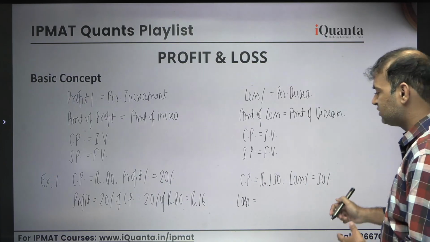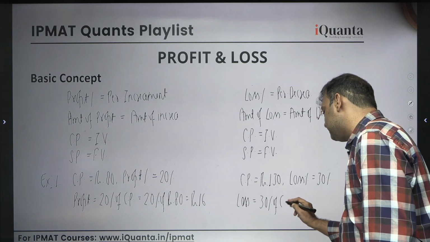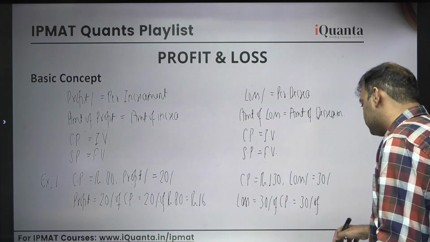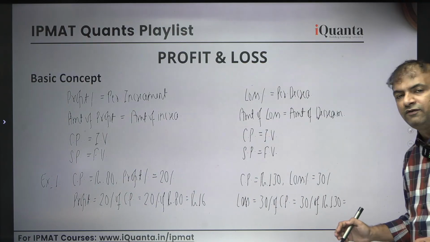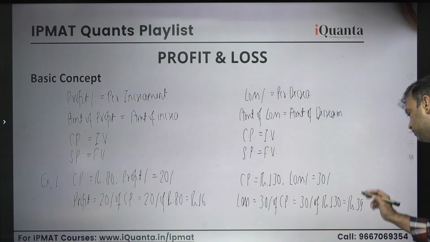Loss percentage is 30, so we can say the amount of loss is nothing but 30% of the cost price, and the cost price in this case is rupees 130. So this is nothing but 30% of rupees 130. Now 10% of 130 is 13, so 30% has to be rupees 39. Pretty simple to do, right?